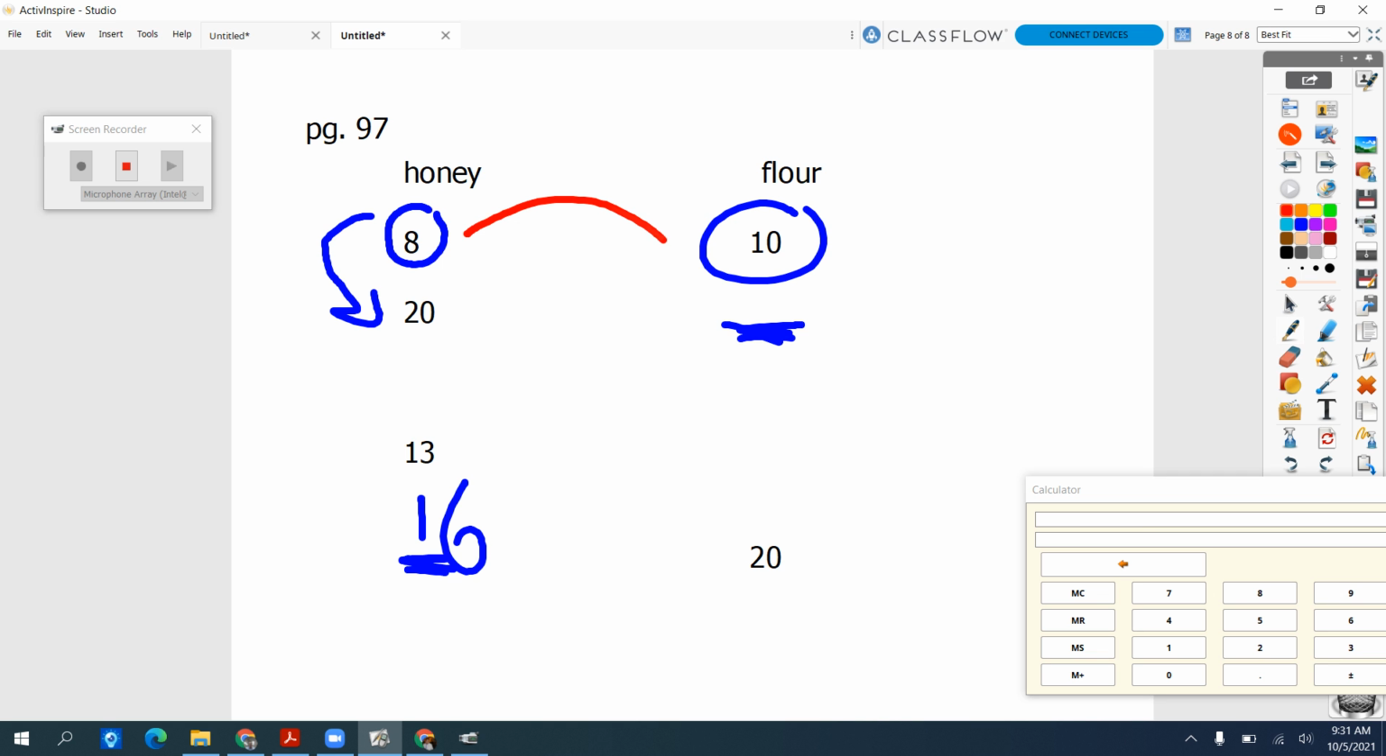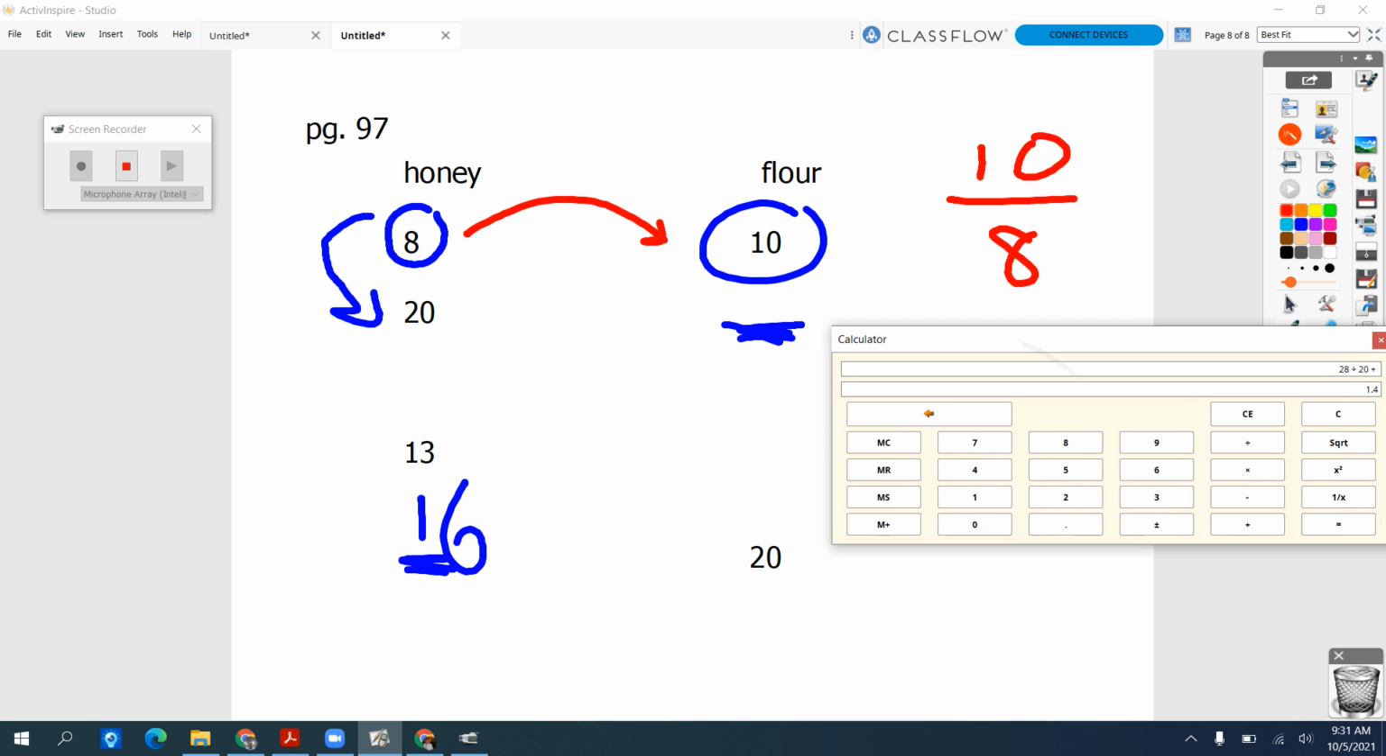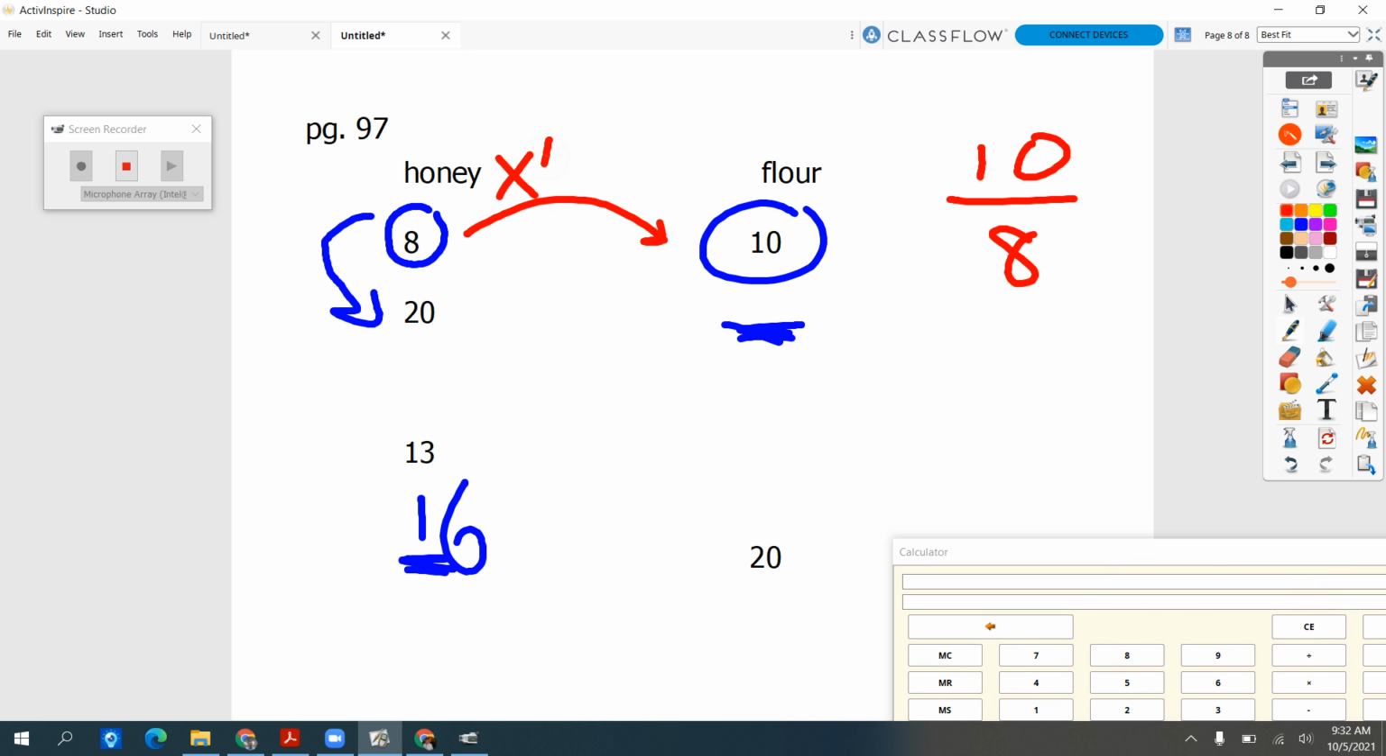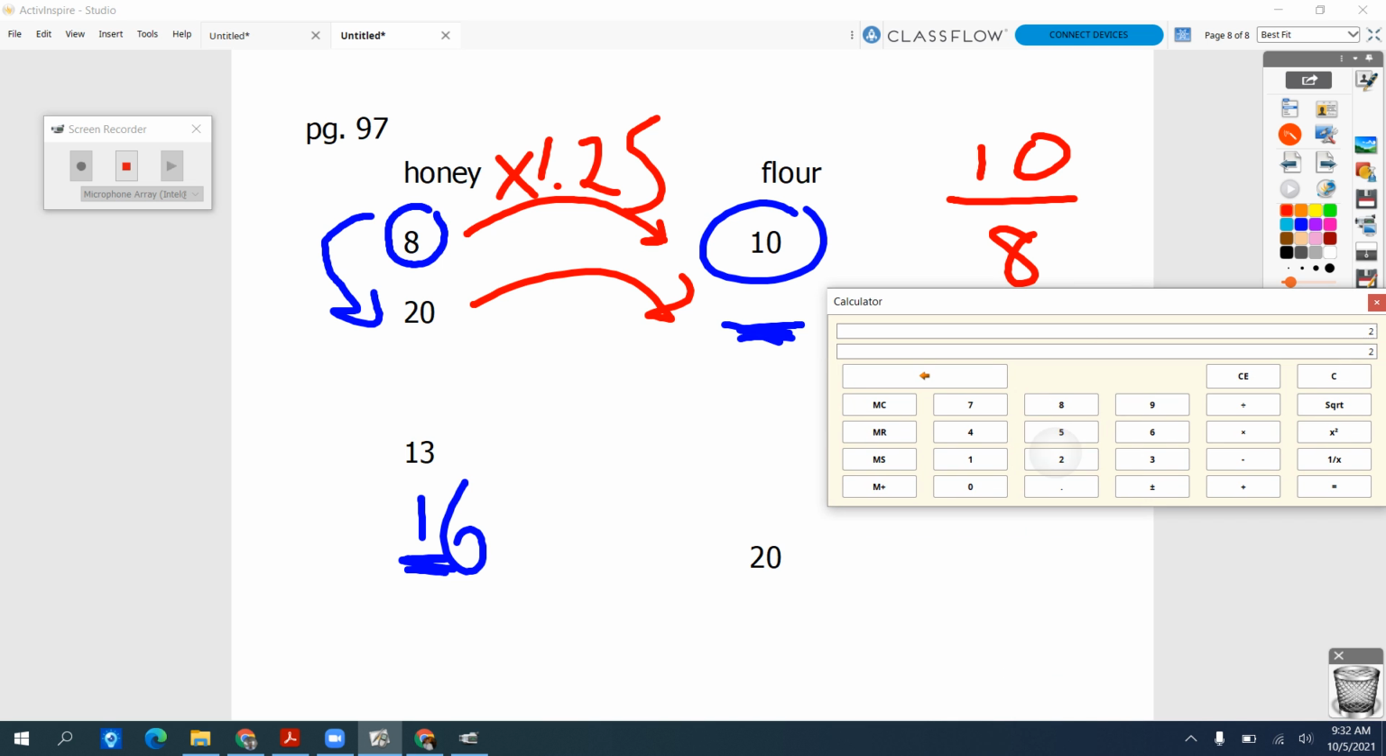So I'm going to ask myself, what do I multiply 8 by to get to 10? And if I want to know what I multiply 8 by to get to 10, I'm going to take the 10, the new one, and divide by 8. And trust me, well, I could even show you. When you do 10 divided by 8, you get 1.25. That means if you go across, you're multiplying by 1.25. Well, that's going to help me fill out the rest of the table because I can now multiply 20 times 1.25.